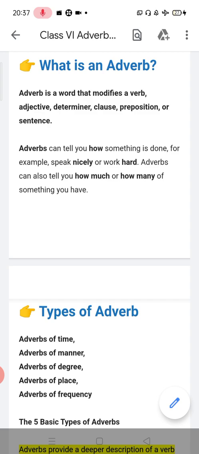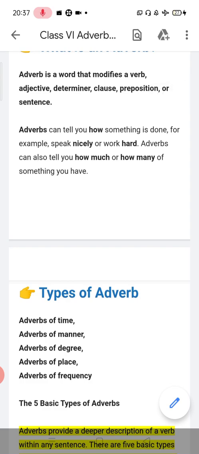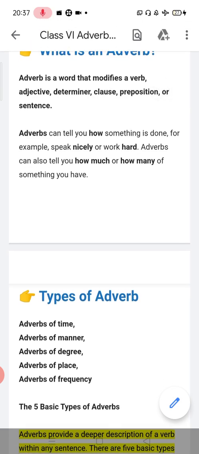An adverb can tell you how something is done. For example, speak nicely or work hard. When we say she speaks, that is explanatory. But when we say she speaks nicely, she is speaking in a good way. Speaking is the verb and we are modifying it. She speaks sweetly means the way she is speaking is very sweet. An adverb can also tell you how much or how many of something you have.